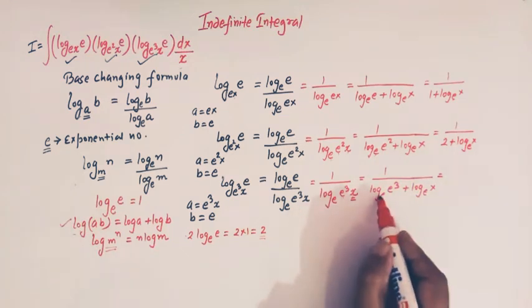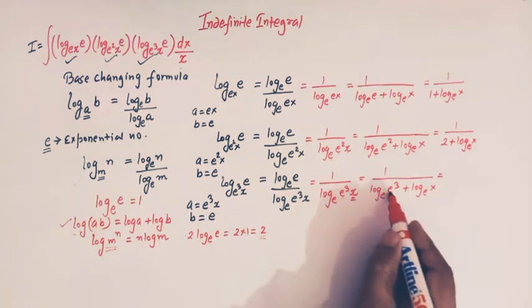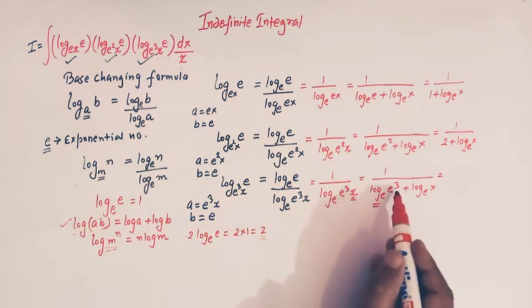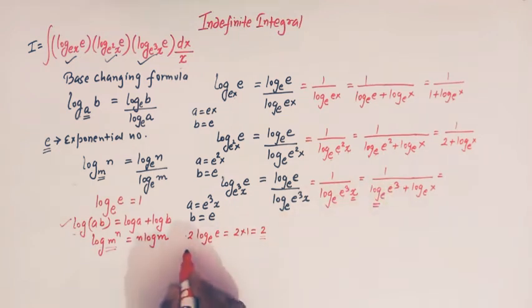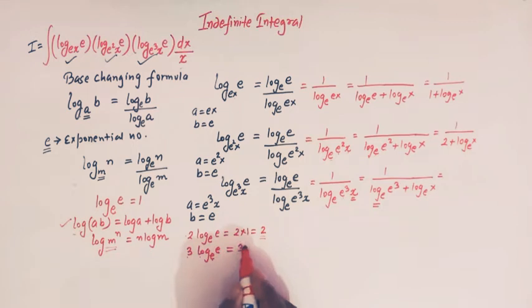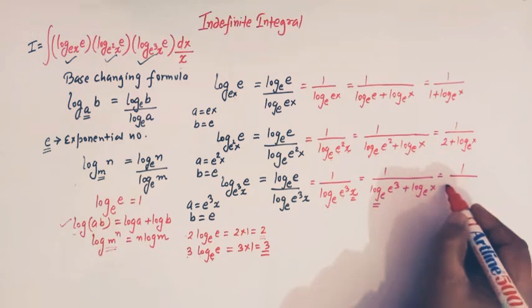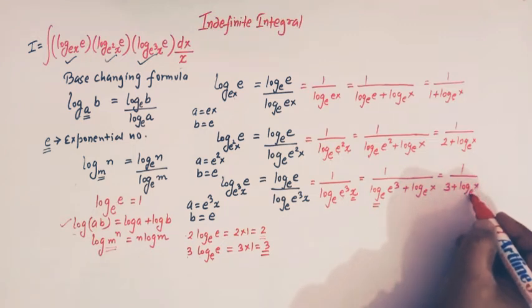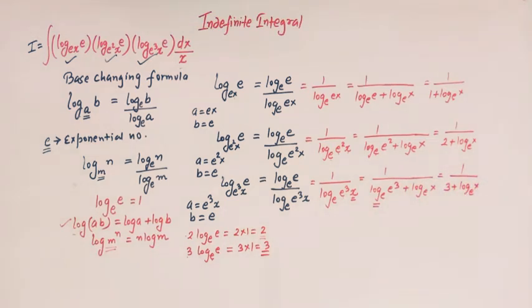Okay, now let us come to this one. So here we have log e cube to the base e. So again here we can apply this rule. So we have this power 3, which can be taken in front of log e to the base e, and log of e to the base e is 1. So we have 3 times 1, that is 3, right? So now we can write here 3 plus log of x to the base e, right? So I hope this is clear to you, and now let us move further.